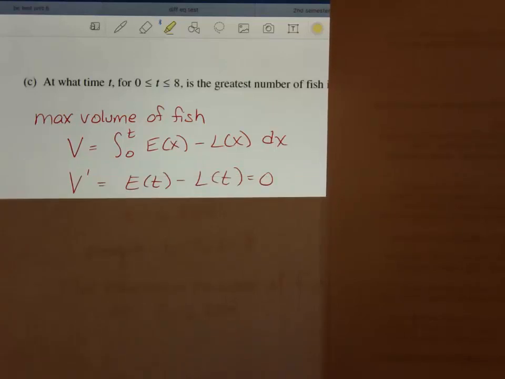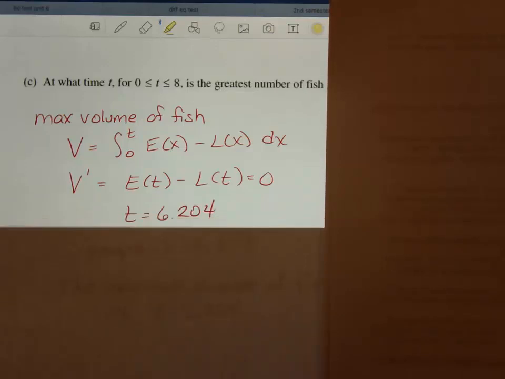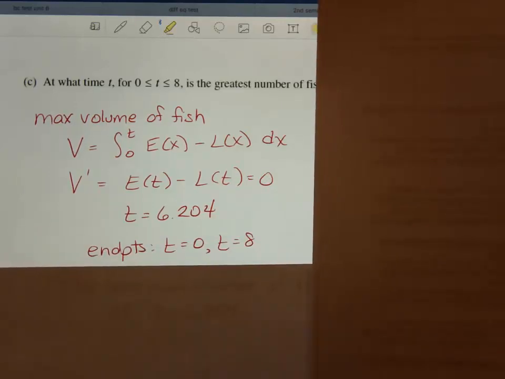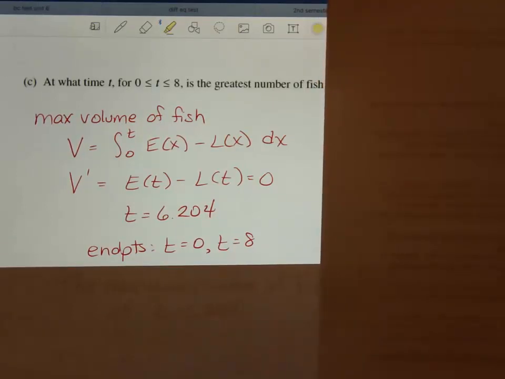When you take the derivative of V, you get V prime, and the second fundamental theorem of calculus tells you that's going to be E of t minus L of t, and you set that equal to 0. When you put that in the calculator and find the crossing, it comes out to be 6.204. Now, V prime does not fail. I forgot to write that down, but I don't think they count off if you forget to write it down. The endpoints are 0 and 8.